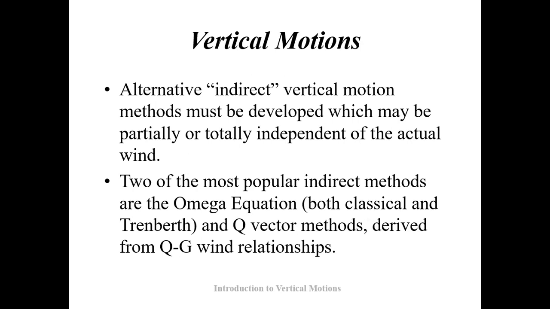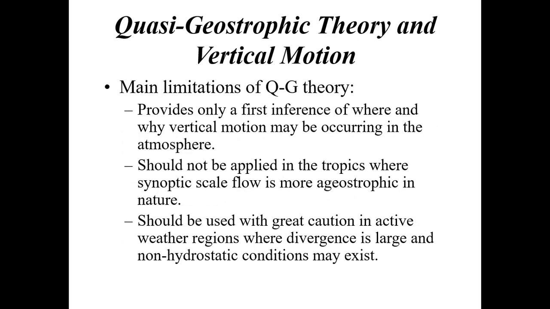The Q vector methods, which are derived from the quasi-geostrophic wind relationship, we're going to leave out for the sake of simplicity. So we won't really worry about that. My main focus in tonight's training is on vorticity changes and temperature changes and how these two tie into vertical air motions. And we look at that through what's known as the omega equation.